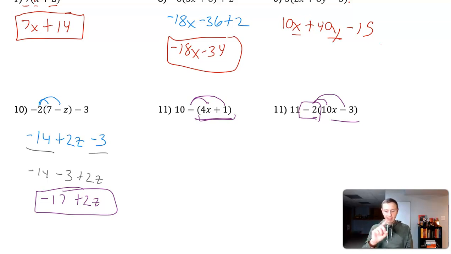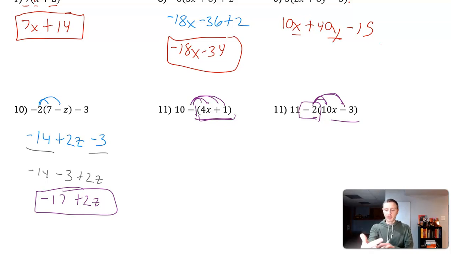I want to multiply everything by that negative 2. It's almost the same problem, but here I'm just doing negative 1. If you want to think of this as a negative 1, so this is negative 1 times 4x, negative 1 times positive 1, negative 2 times 10x, negative 2 times negative 3.